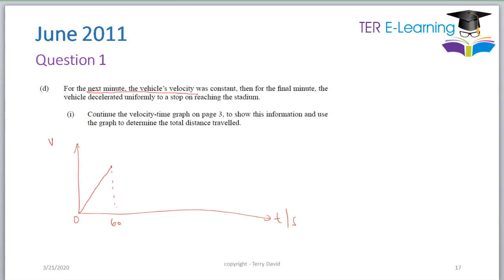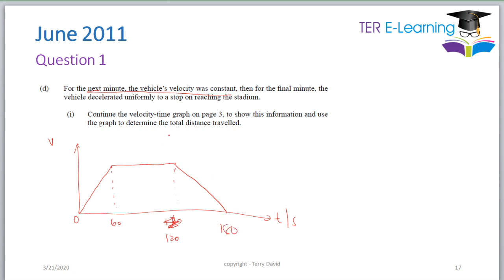So for the next minute, the velocity was constant. What that means is that the velocity didn't change. So therefore, sorry, this is not 60, this is 120. So it's constant up until 120 seconds. And then they said in the final minute, which is the final 60 seconds, it decelerated uniformly. So it's going to do this, right? So this is 120 seconds. And this here is 180 seconds, right?